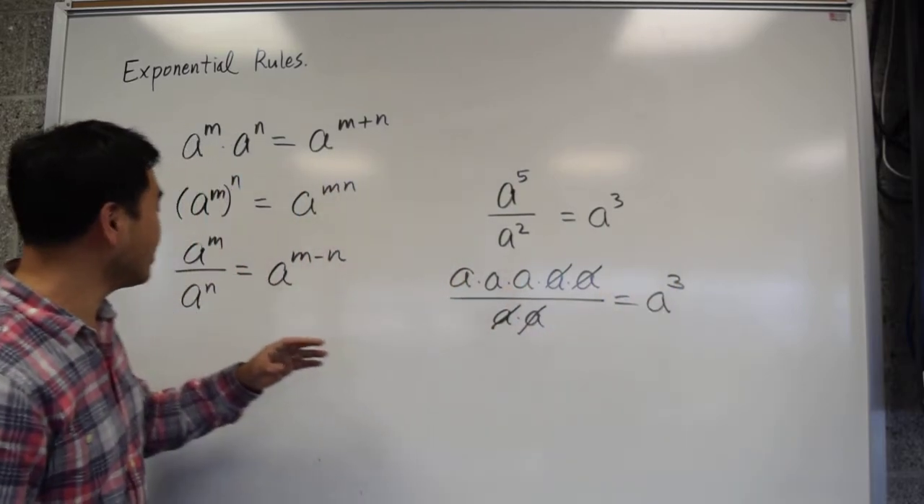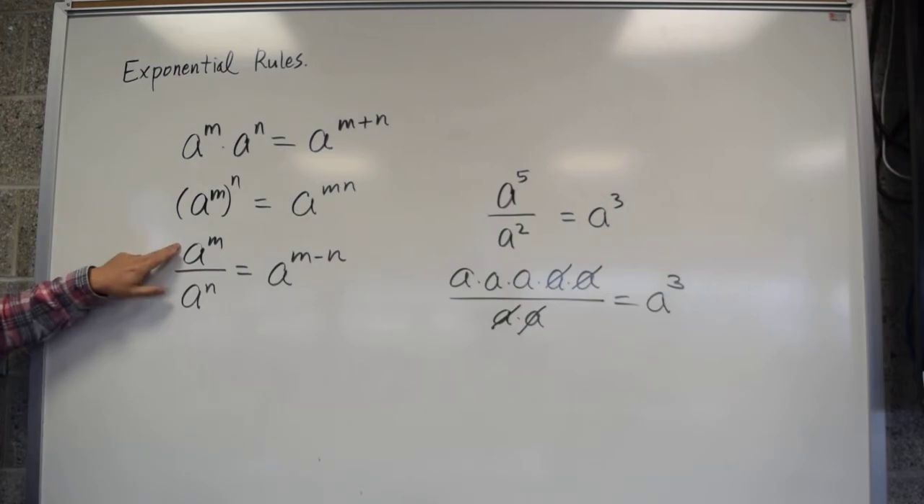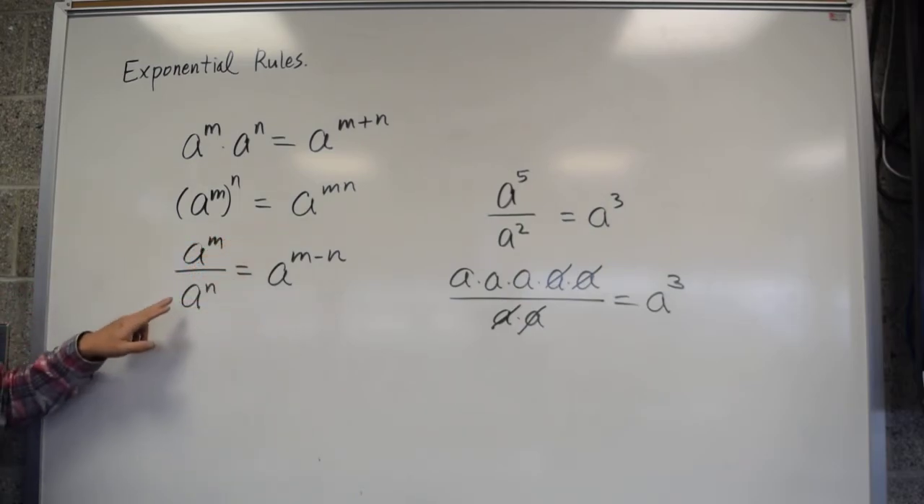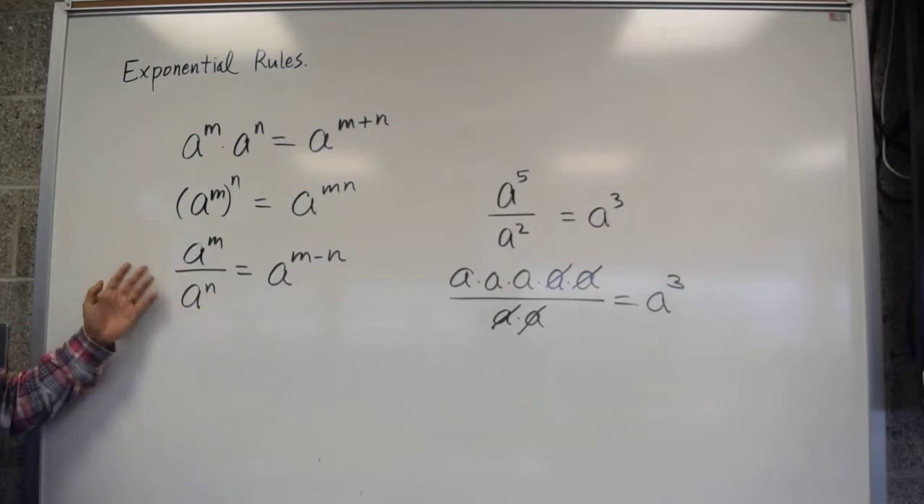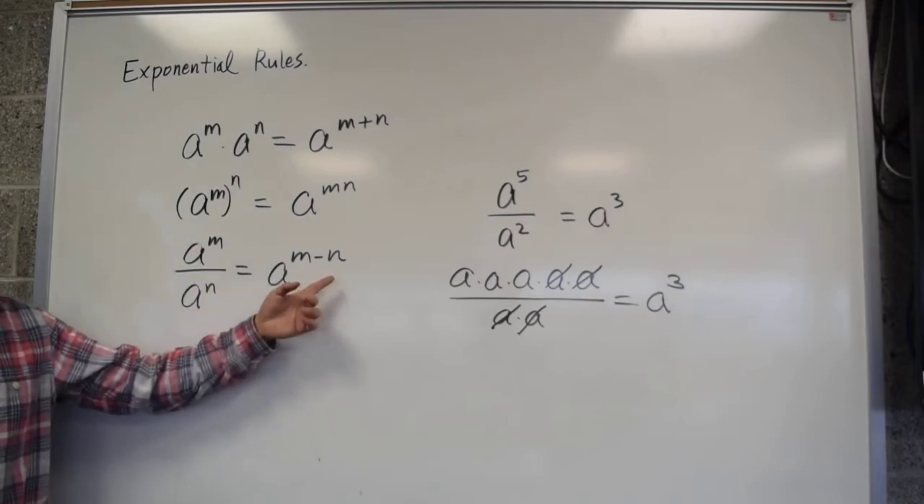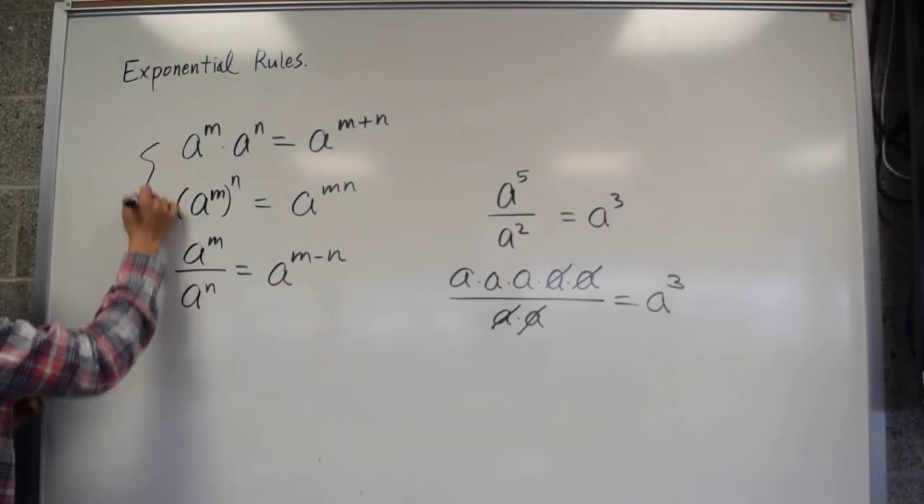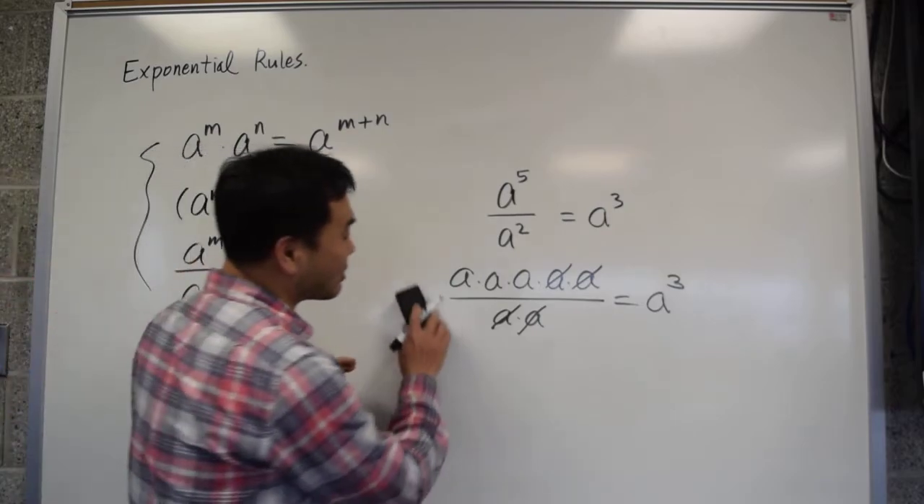So, in other words, if you write out how many a's you have, m of them, and if you write down how many a's you have down here, you have n of them, and then you start canceling, what you're left with is m minus n. Right? So these are like the very basic rules, but now we have some extension of these.